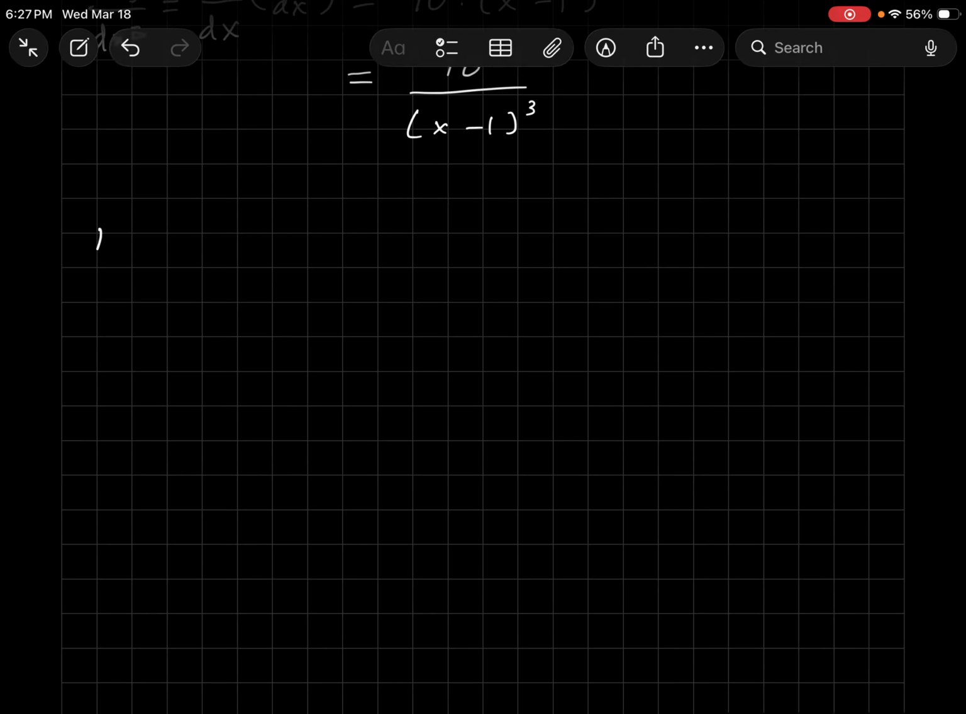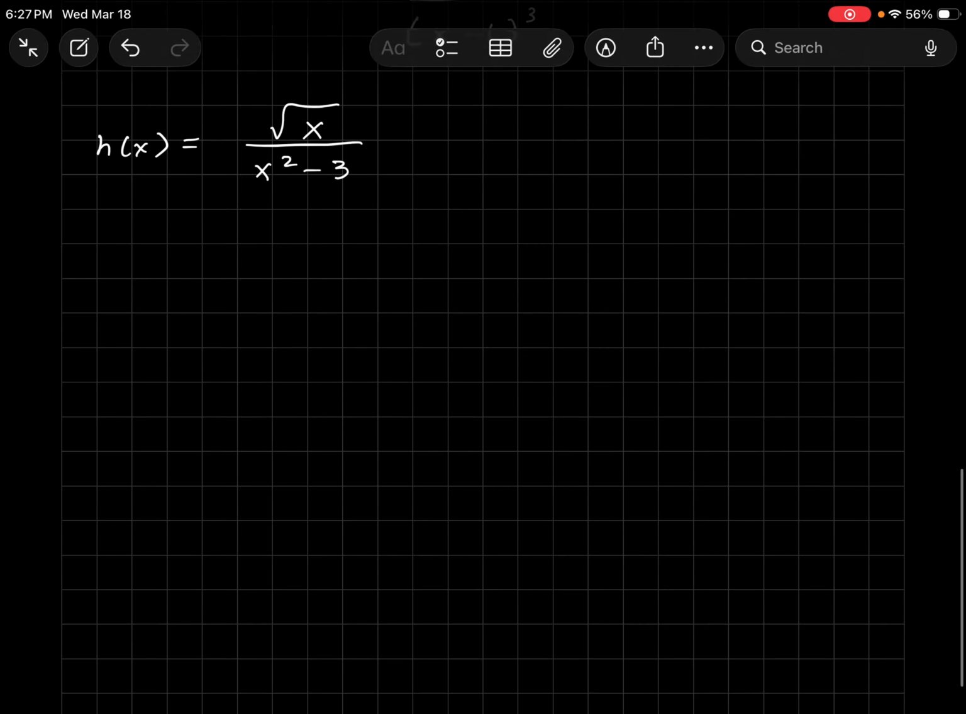Now consider the function h of x equals the square root of x over x squared minus 3. And we want to find the instantaneous rate of change.